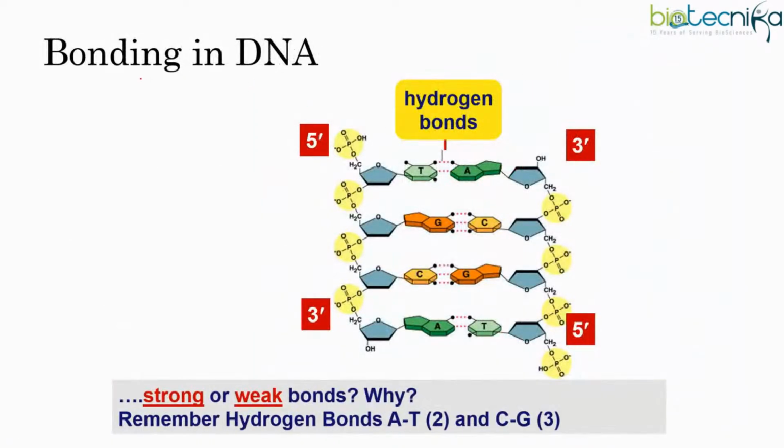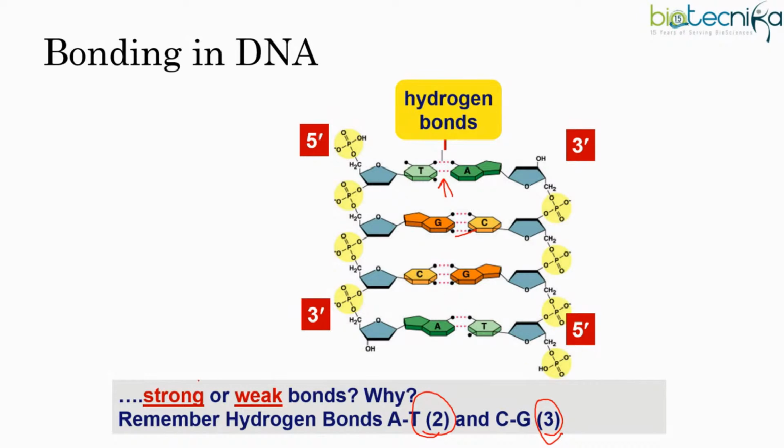So now coming to bonding in DNA. In DNA, we have thymine, which is a pyrimidine, and adenine, which is a purine. So a purine always bonds with a pyrimidine. Similarly here G, which is a purine, and C, which is a pyrimidine, will bind together. But the binding is a little bit different. They are both hydrogen bonds, but A and T are joined by 2 hydrogen bonds, whereas G and C are joined by 3 hydrogen bonds. So you have to remember this, okay?